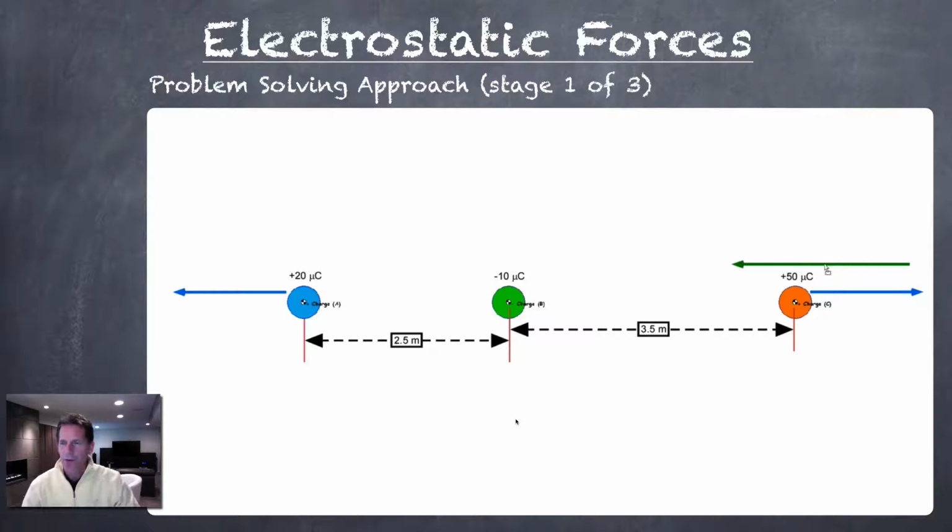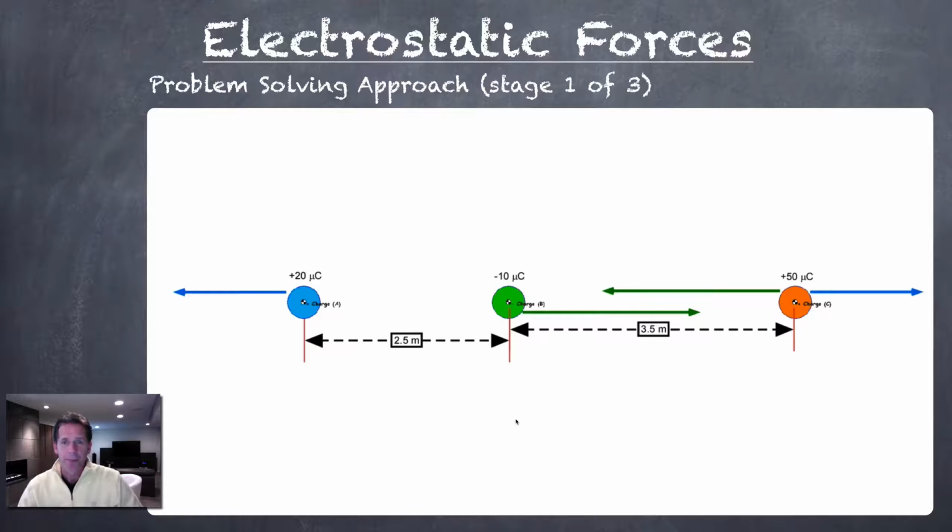So when you compare the green vector that we've got here to the blue vector, you can clearly see it is longer. So the 50 microcoulomb charge would be attracted to the left towards the negative 10 microcoulomb charge, and there would be an equal and opposite attractive force between the negative 10 microcoulomb charge and the positive 50 on the right.